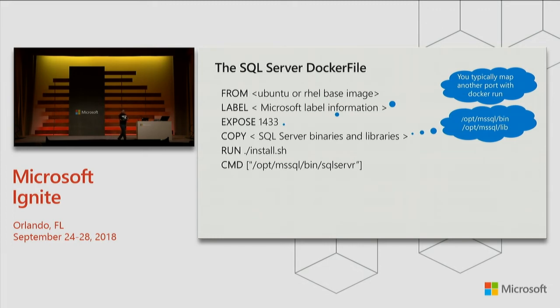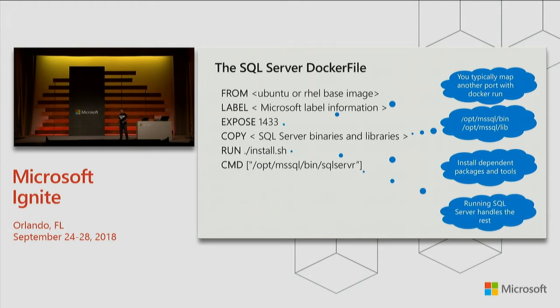The binaries that you pull in are just what you would normally see on a Linux system: opt ms sql, bin, and lib. Effectively, that's where we're copying in. And I'll explain how we create all the system databases in a second. Then we install these packages and tools, and here's the part that's interesting. Wait a minute, how do you start up SQL Server? Well, we just run the SQL Server program.